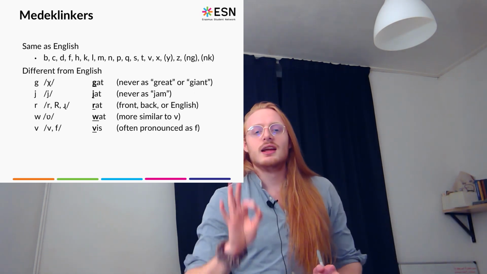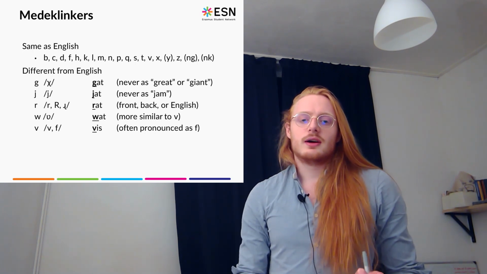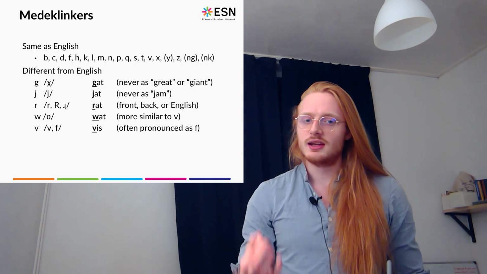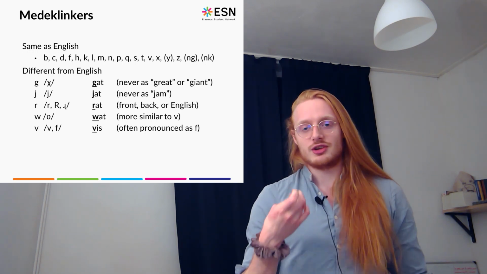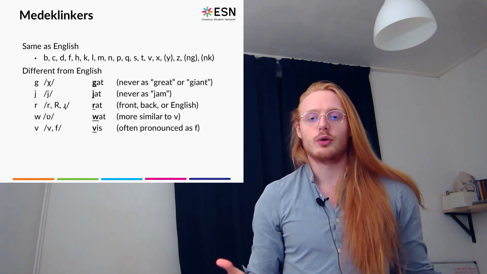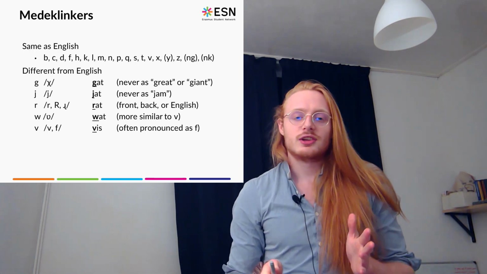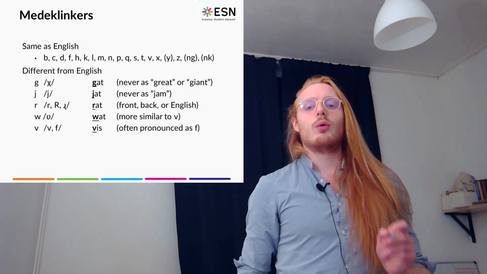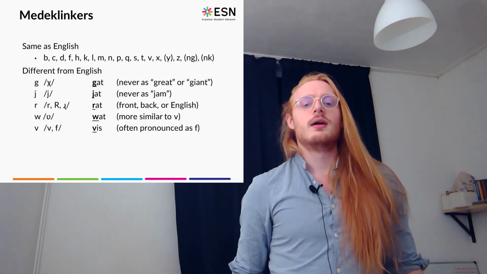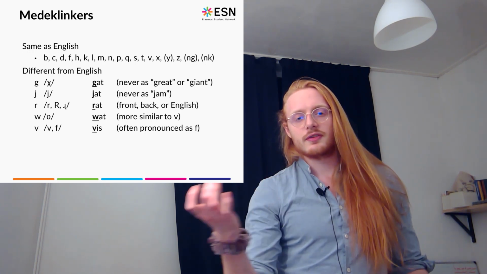When it gets interesting is the ones that are different from English. For instance, the letter G. In Dutch, this is never pronounced as the G in great or in giant, except for in English loanwords such as goal. If it is in the Dutch word, it is always pronounced as either G or J. So these words would be pronounced gat or gat.